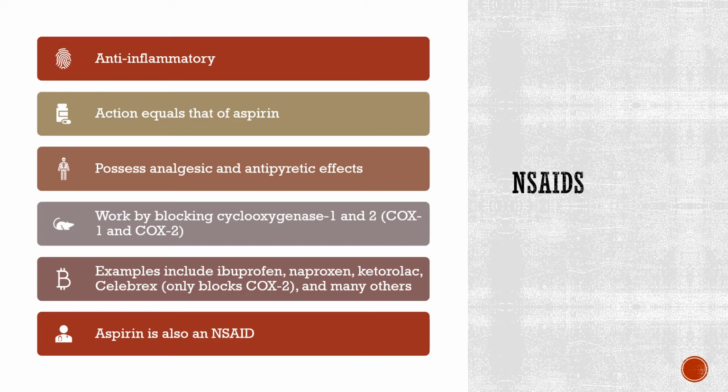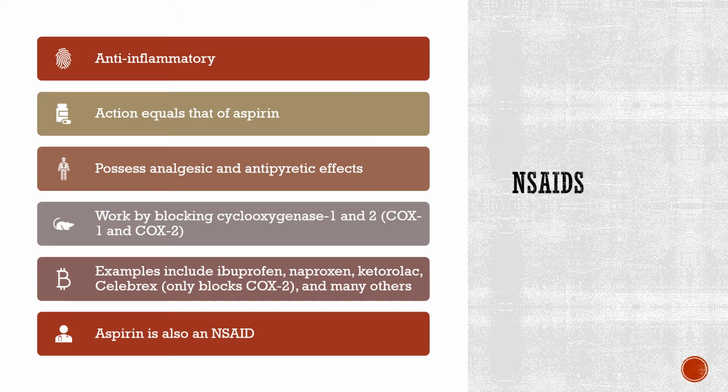Some examples would include ibuprofen, naproxen, ketorolac, which is Toradol, and Celebrex. Celebrex only blocks COX-2, and so we don't see the risk of ulcers and increased bleeding with that, but it is to be used with caution with anybody that has cardiovascular disease, because there is an increased risk of cardiovascular thrombosis, myocardial infarction, and stroke. And so it's generally only used for patients that, say, have rheumatoid arthritis. It's not used for the general population because of that risk.